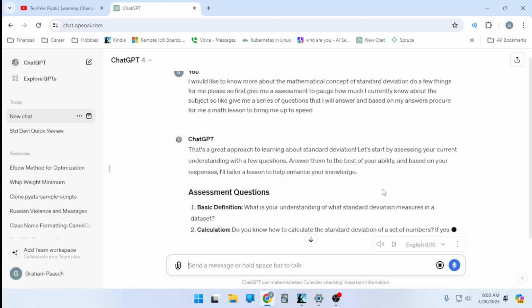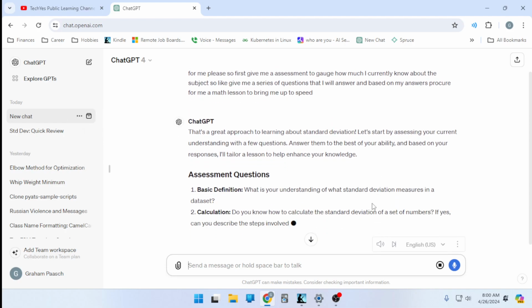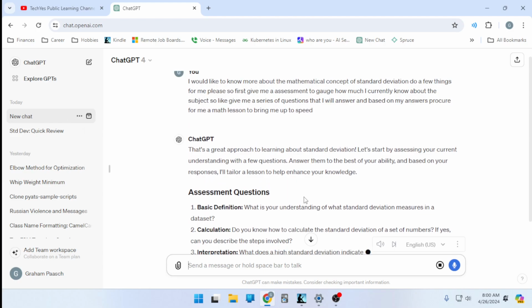That's a great approach to learning about standard deviation. Let's start by assessing your current understanding with a few questions. Answer them to the best of your ability, and based on your responses, I'll tailor a lesson to help enhance your knowledge.